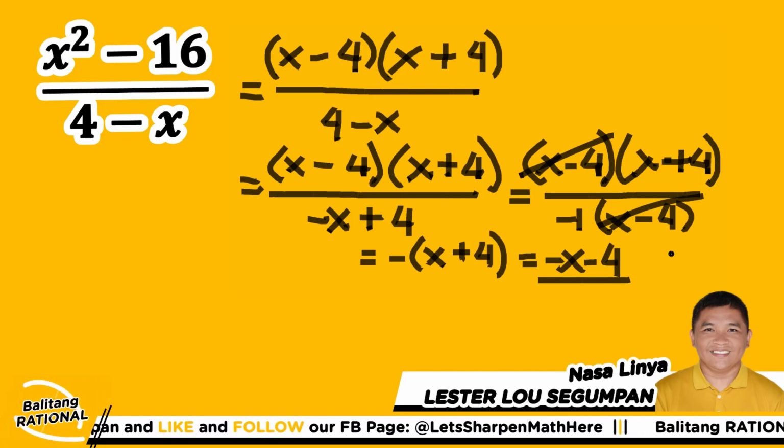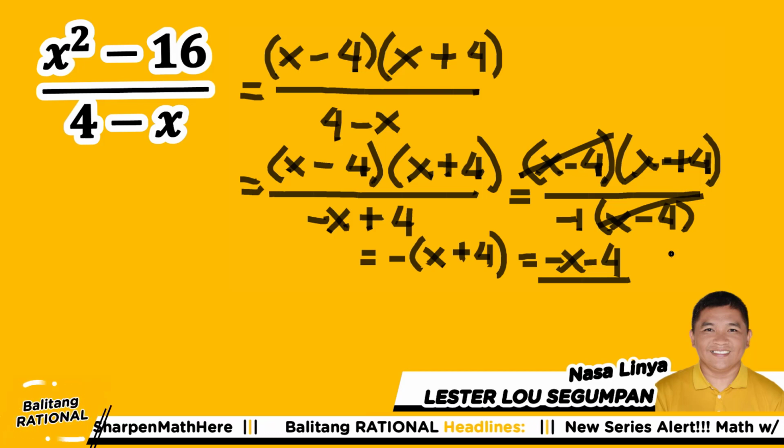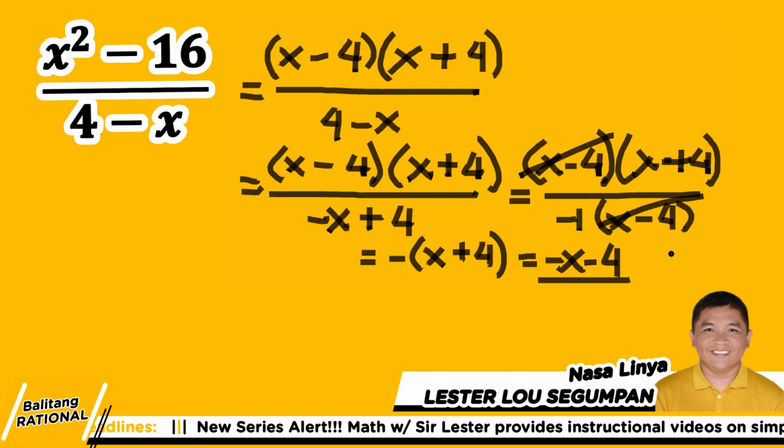We did this by factoring our numerator into difference of two squares, and we also factored out a negative number from our denominator so that we could cancel what can be canceled pa. So ito po yung ating sagot.